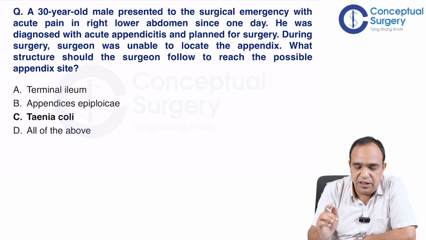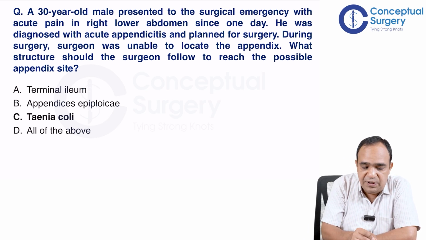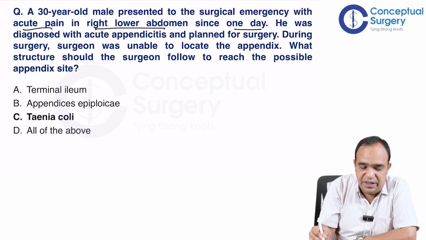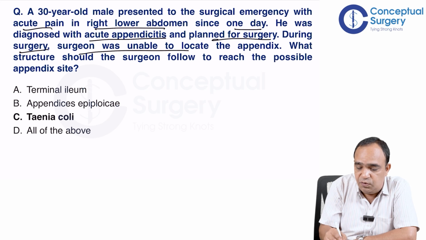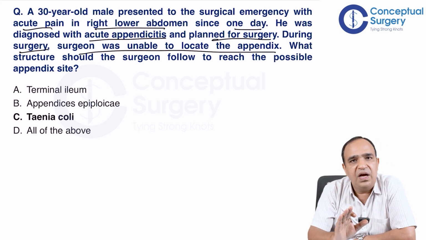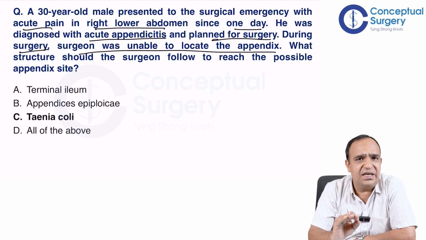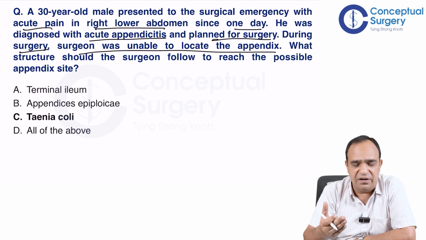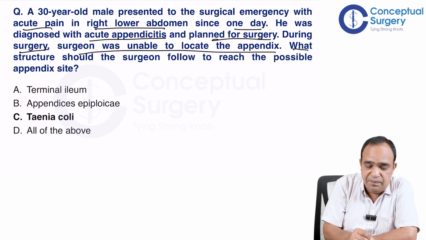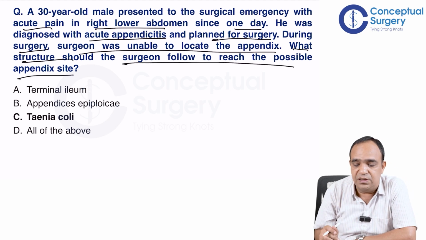The second one is a 30-year-old male presented to surgical emergency, acute pain, right lower abdomen, one day, diagnosed acute appendicitis, planned for surgery. During surgery, surgeon was unable to locate. This is very common. I myself have been operating appendix for more than probably 22, 23 years now. It happens once in 3-4 years, 5 years. You are not able to find appendix, right? Then you have to look for the clues for where you can find appendix. You have to use your experience. What structure should surgeon follow to reach the appendix?